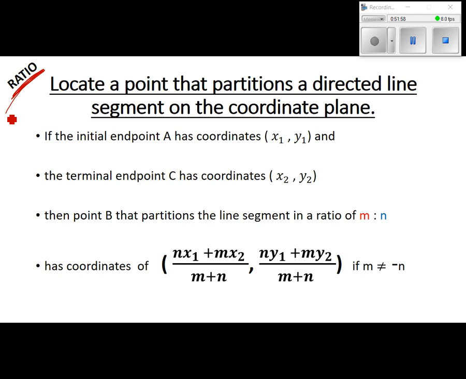So if you're given a ratio, just like last time, if you're given a ratio instead of a fraction, then just use this formula. Same formula again as last time, except now you got X's and you got Y's.